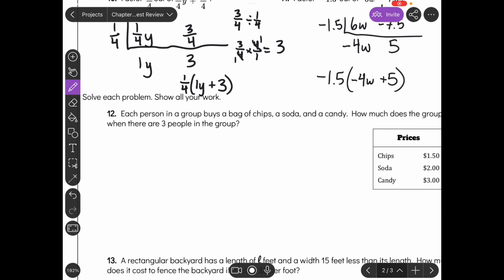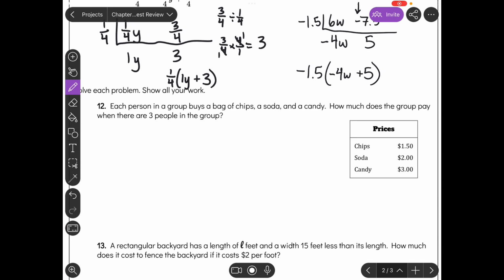For number 12, it says each person in a group buys a bag of chips, a soda, and a candy. How much does the group pay when there are 3 people in total? Well, if each person, right, in the group buys all 3 items, then I can just add all 3 items together.